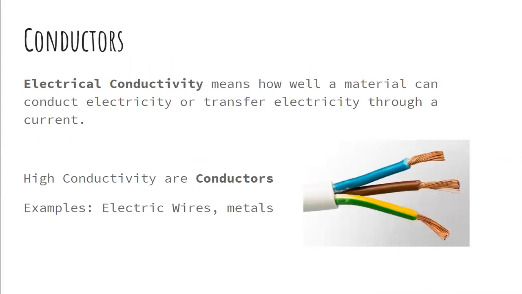Electrical conductivity means how well a material can conduct electricity, or transfer electricity through a current. Usually we use wires like we have here to transfer electricity. Anything that has a high conductivity of electricity is called a conductor, like electrical wires or most types of metals. When people say water conducts electricity, it's actually just the metals inside the water that conduct electricity. Pure water itself doesn't conduct electricity.